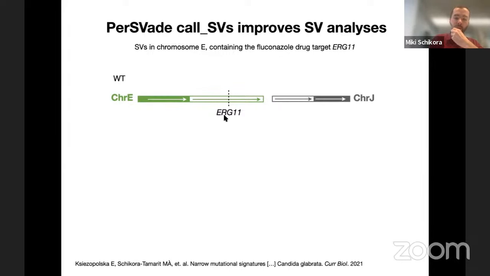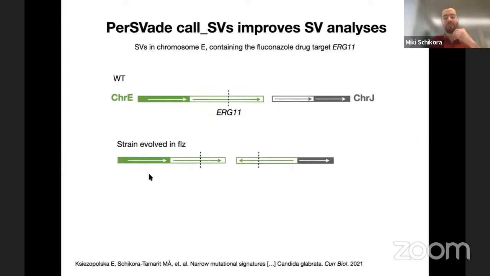Here you have this gene that we think is important. We find one strain evolved in fluconazole that has basically a duplication of this region and an unbalanced translocation and attachment to chromosome J.